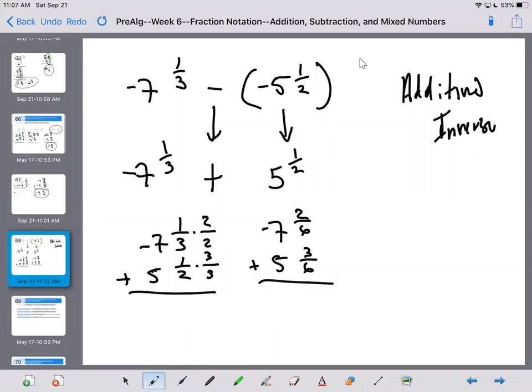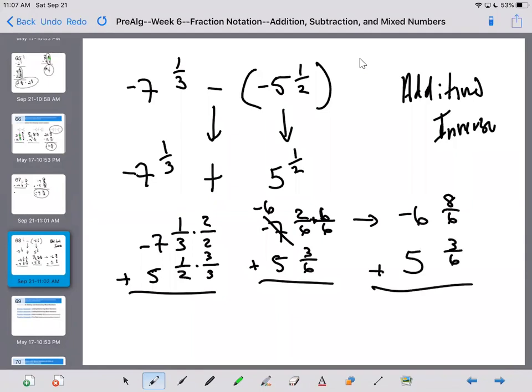So I'm going to regroup here, take a 1 to make it negative 6, and I'm going to add 6/6 here. So what I have over here is negative 6 8/6 and 5 3/6. So 8/6, 3/6, that's going to give me 5/6 when I subtract. So I'm going to get negative 1 5/6.